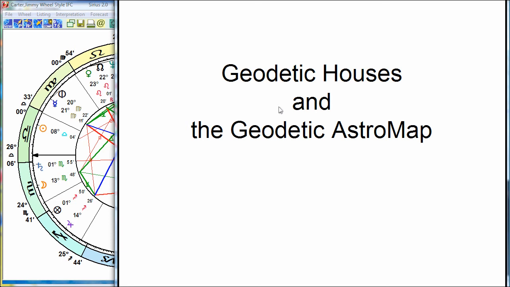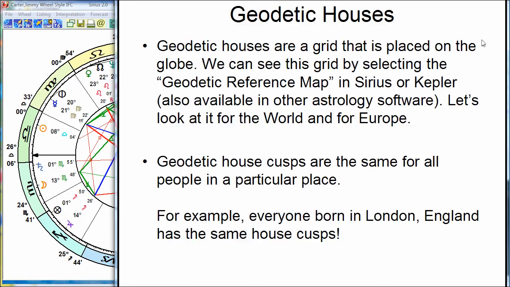Hello, our topic is geodetic houses and the geodetic astromap. The geodetic astromap is not the most popular astromap. The astromap that's used most often in astrology is often called an astrocartography astromap. I talk about that in other tutorial videos, but some astrologers use this geodetic astromap and claim that it's fantastically important. So if you're interested in it, I've made this video to explain what it is.